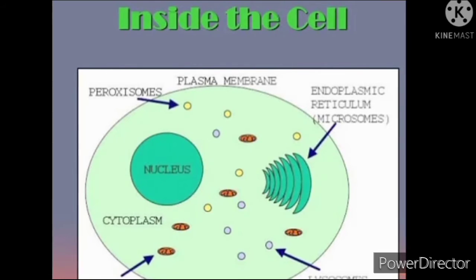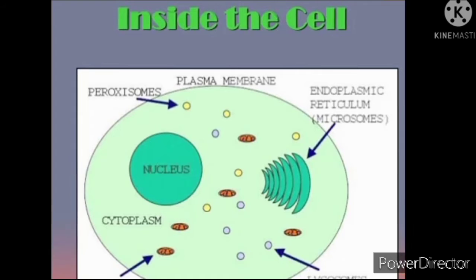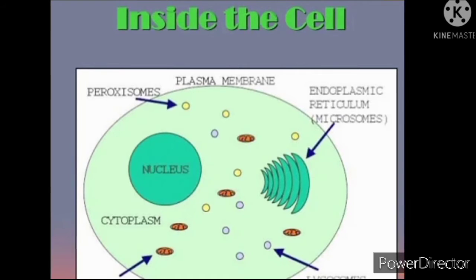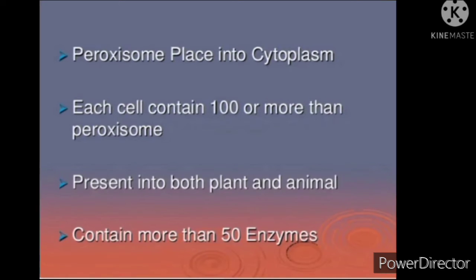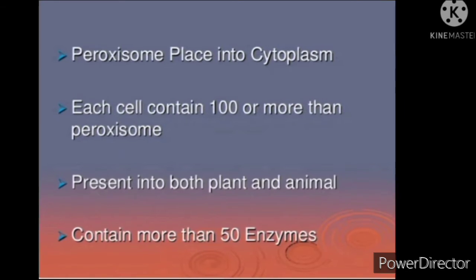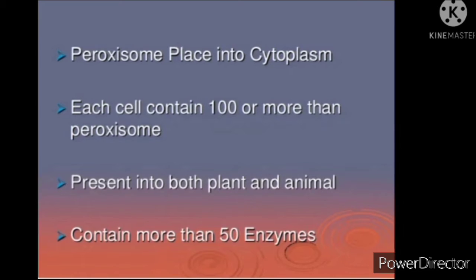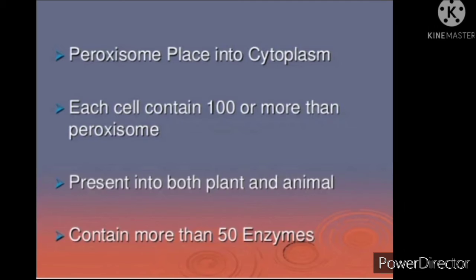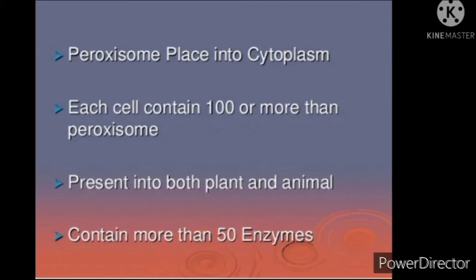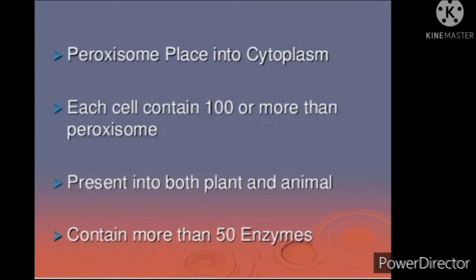Inside the cell, we can see the plasma membrane, peroxisome, and cytoplasm. The peroxisome is placed in the cytoplasm. Each cell contains 100 or more peroxisomes, present in both plant and animal cells, and they contain more than 50 enzymes.